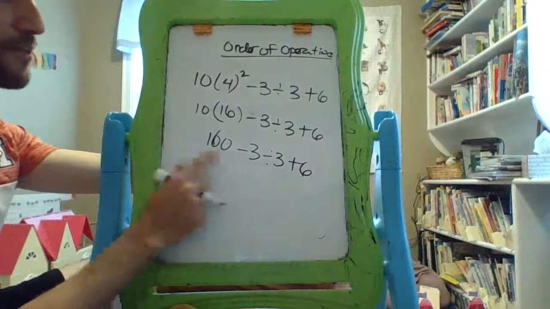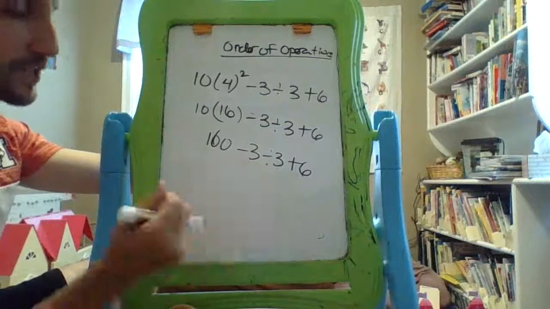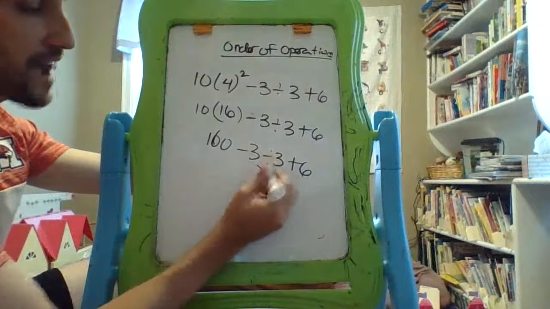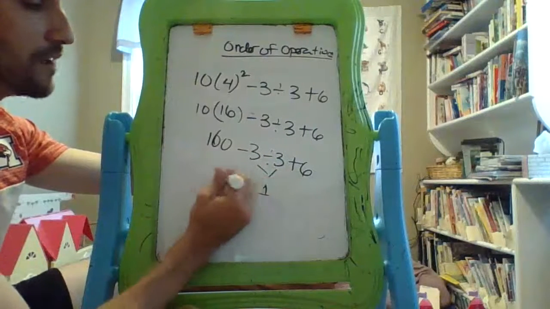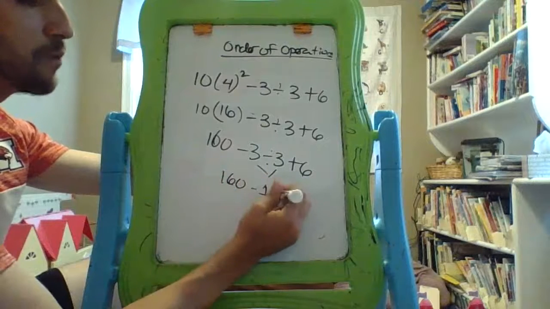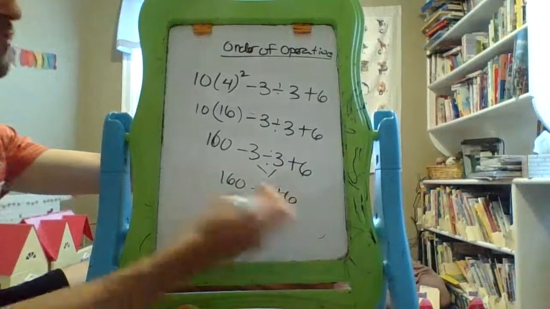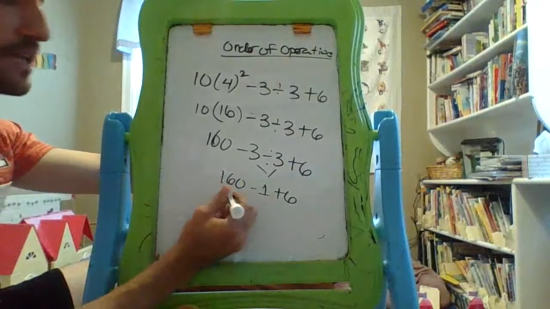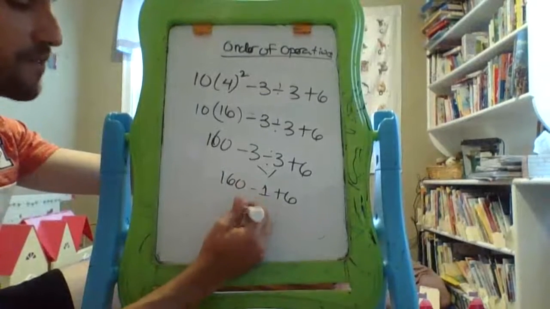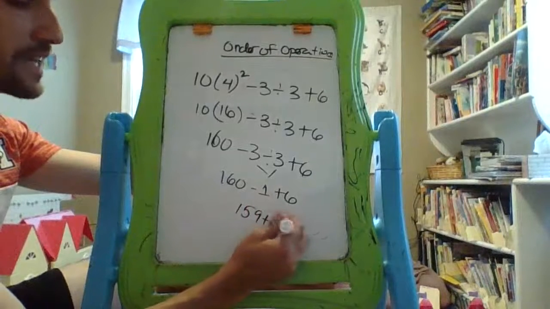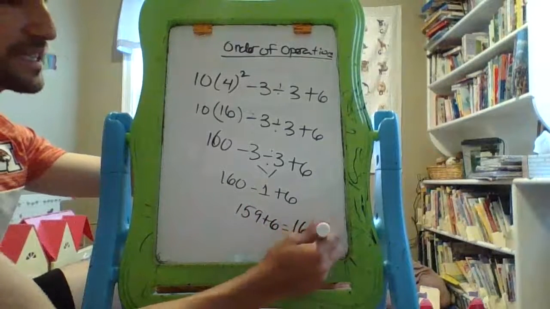3 divided by 3, because I have subtraction, division, addition. 3 divided by 3 is 1. So I have 160 minus 1 plus 6. Just like the last problem, I have to do my subtraction before my addition. 160 minus 1 is 159 plus 6 equals 165.